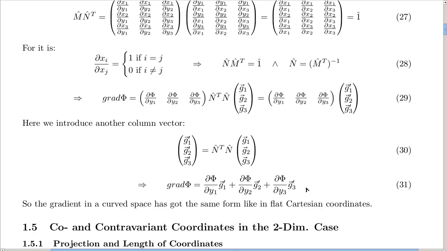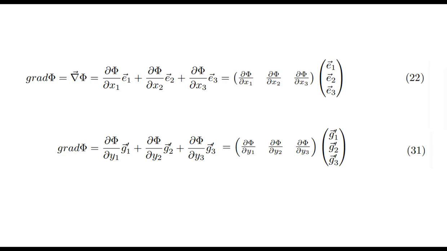So then we can write for the gradient in the curved space this expression here. We see it's exactly the same shape as the gradient in Cartesian coordinates, but we differentiate now with respect to the y coordinates, and we have of course the basis vectors g prime in the curved space. Okay.